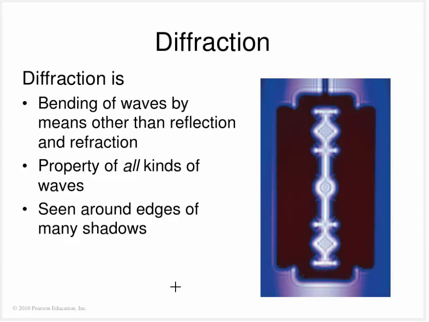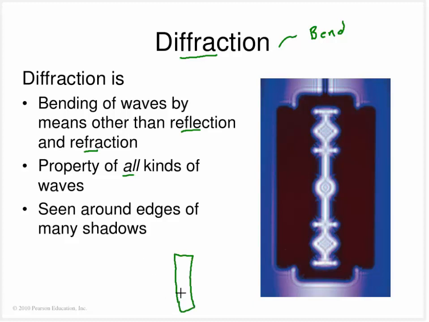Now, the last concept of this chapter that we need to cover is something called diffraction, and diffraction is essentially going to be a fancy word for the bending of light. Essentially, it's the bending of waves by any means other than reflection and refraction. It turns out that this happens for all waves, not just electromagnetic waves, light waves, but for sound waves as well. And this is kind of what we see around the edges of shadows.